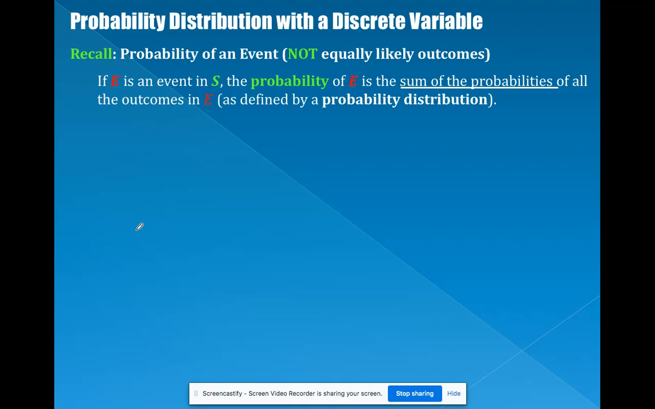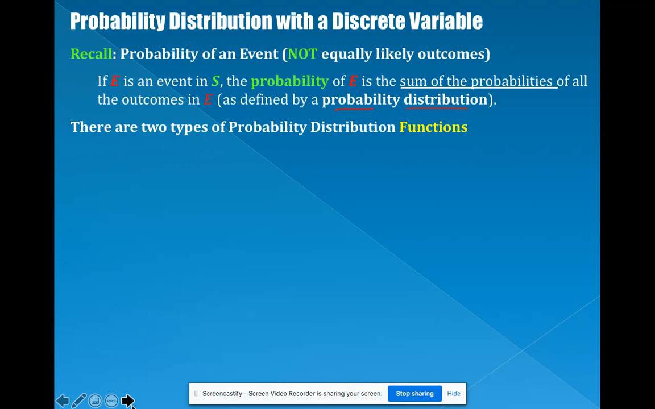Remember the probability of an event that's not equally likely, the best example being rolling dice. If I have 2 dice, it is not equally likely that I roll snake eyes versus rolling a 7. So we talked about the probability of an event, for instance rolling a 7, being the sum of the probabilities of all the outcomes, given that I have a probability distribution. And remember the requirements of a probability distribution: all the probabilities have to sum to 1, and each of them has to be between 0 and 1.